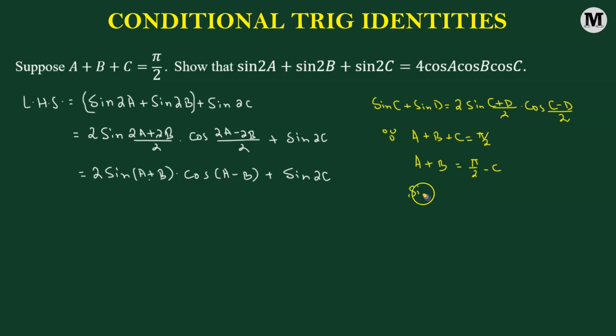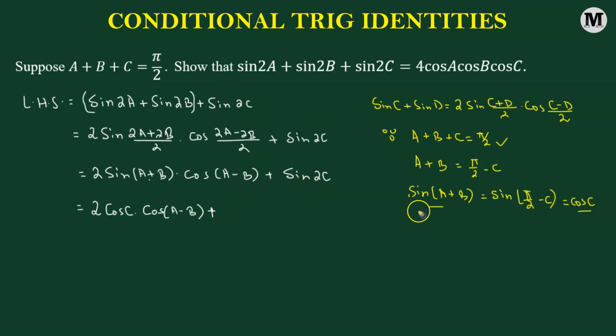Now let's take sine on both sides. We have sine of a plus b equals sine of pi over 2 minus c. Now sine of pi over 2 minus c, we know that's equal to cosine of c. In other words, sine of a plus b is the same as cosine of angle c, provided a plus b plus c equals pi over 2. So that is going to be equal to 2 times, in place of sine of a plus b, we replace it with cosine of angle c, multiplied by cosine of the angle a minus b, added to sine 2c.